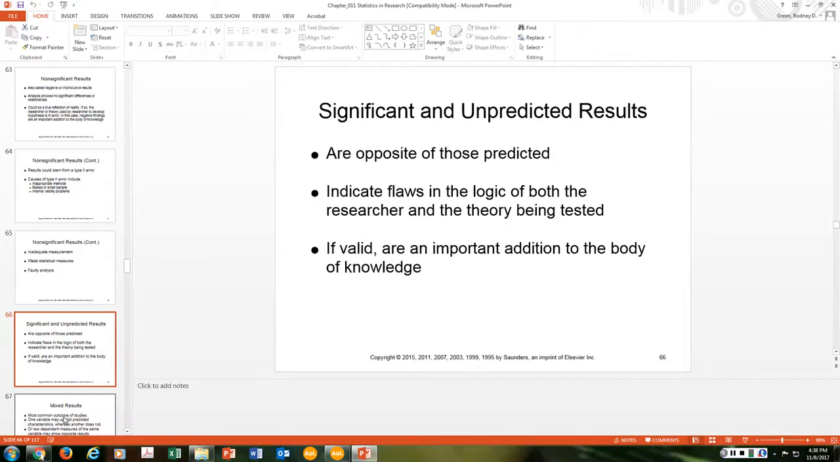Significant and unpredicted results. They're significant and unpredicted. These are opposite of those predicted. They indicate flaws in the logic of both the researcher and the theory being tested. If valid, they are an important addition to the body of knowledge.